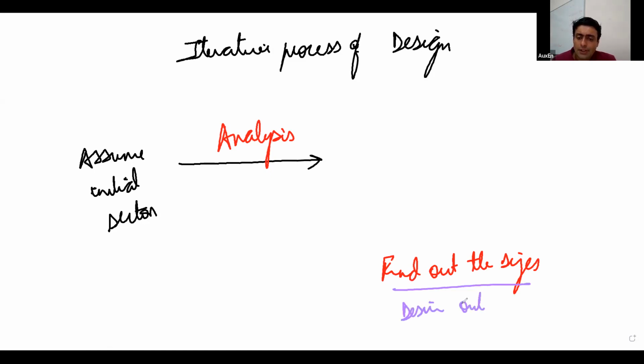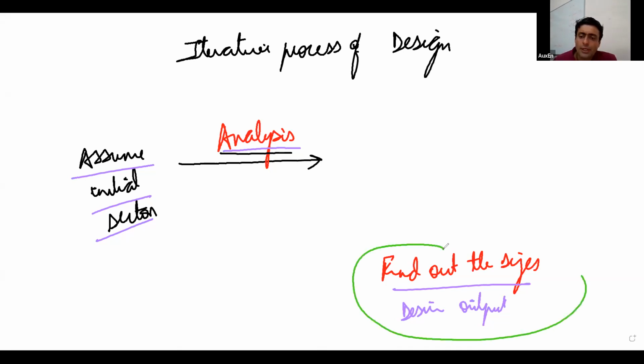So this is our desired output. Now I am saying that you have to take these sizes, otherwise you will not be able to run the analysis. If you do not assign some preliminary sizes, then you may not be able to run your analysis. So now here we are in a problem, because this was the output that you are looking at.